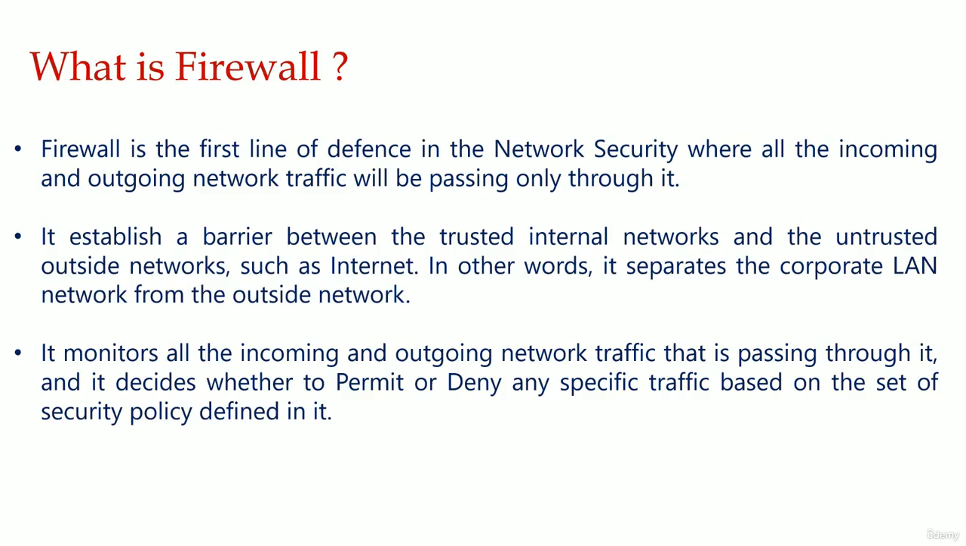A firewall is the first line of defense in network security, where all the incoming and outgoing network traffic passes only through it. It establishes a barrier between the trusted internal networks and the untrusted outside networks, such as the internet. In other words, it separates the corporate LAN network from the outside untrusted network, like the internet. It monitors all the incoming and outgoing network traffic passing through it.